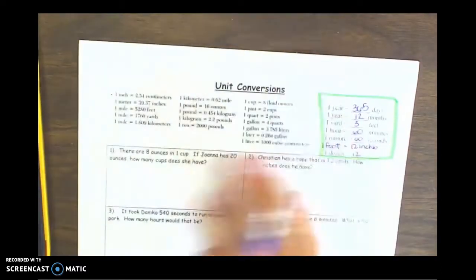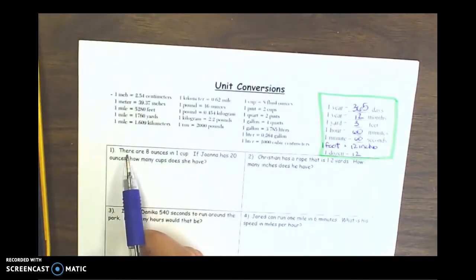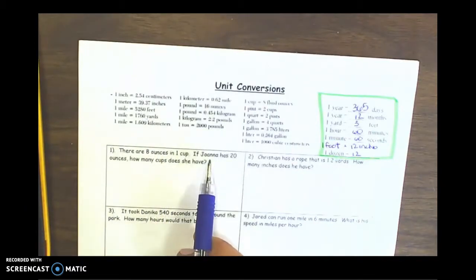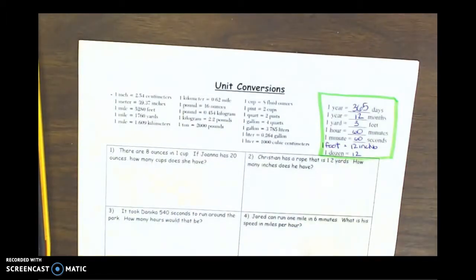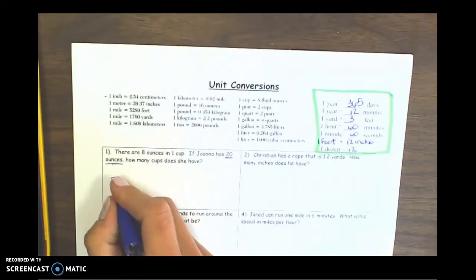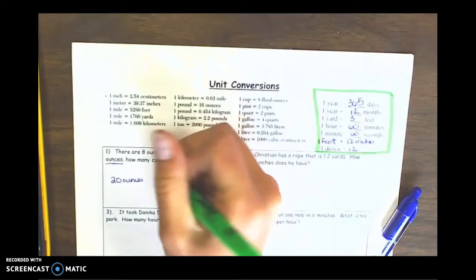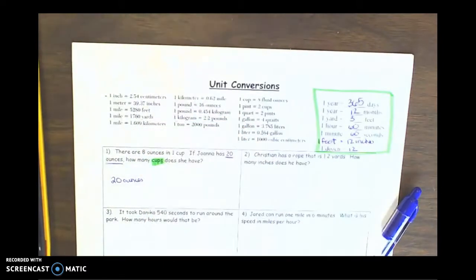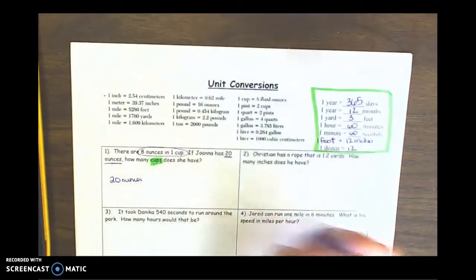All right, so now that we have all of our conversions, let's go ahead and practice converting from different units. So here we have there are 8 ounces in 1 cup. If Joanna has 20 ounces, how many cups does she have? So I'm always going to start with what we have. So right now, Joanna has 20 ounces. So I'm going to start by writing 20 ounces. Okay, now I want to convert ounces into cups. They want me to end here with cups. So that's what I want to end with. So I need to look for my unit conversion of ounces to cups, and it's actually written right here in the problem. There's 8 ounces in every 1 cup.